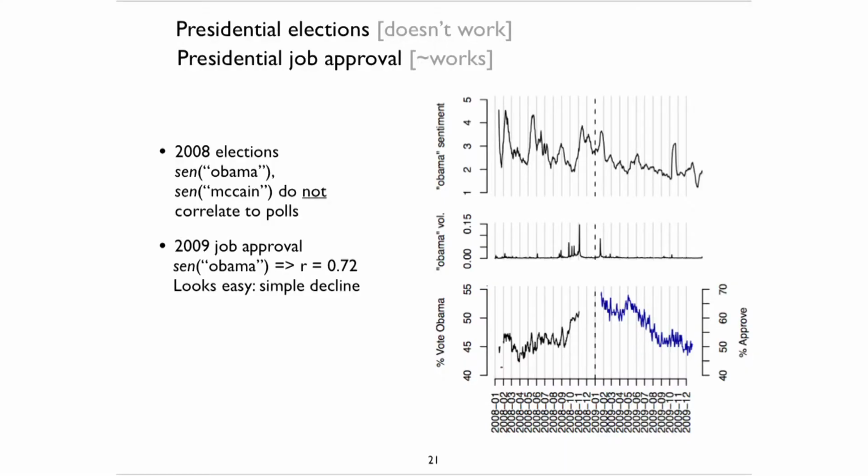Also looking very quickly at some of the political examples. So presidential elections, the 2008 elections, looking at the sentiment around the word Obama and the word McCain, they basically don't correlate to the polls at all. But if you keep looking at the sentiment around Obama in 2009, it's just the same time series defined the same way.